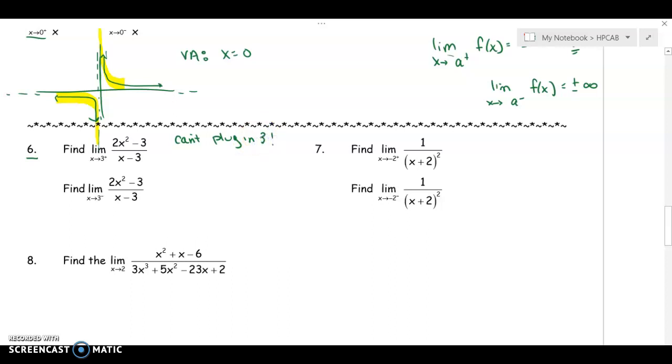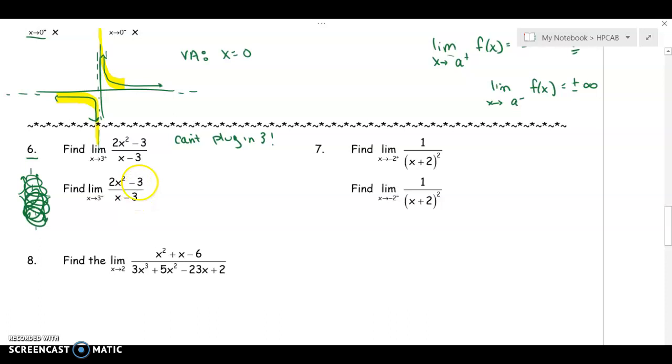Because we know this is a vertical asymptote, we know that as we approach from the right, we're either going to be going up or down to positive or negative infinity. We also know that as we approach it from the left, we're either going to be going up or down, depending on what the graph looks like. And we're trying to do this without looking at the graph. So we know our answer is going to be either positive infinity or negative infinity.